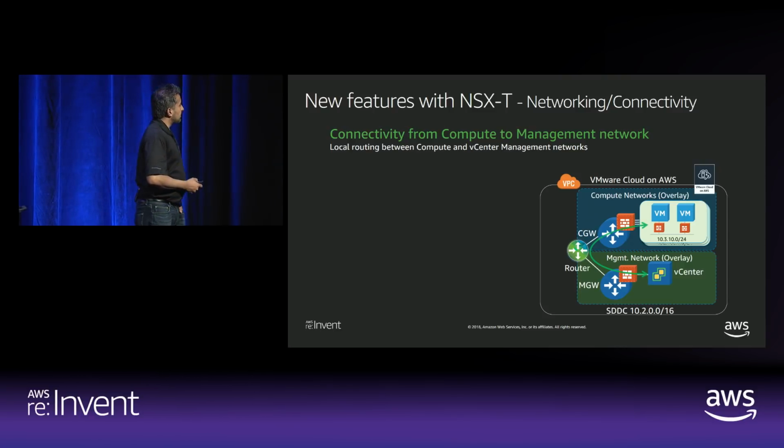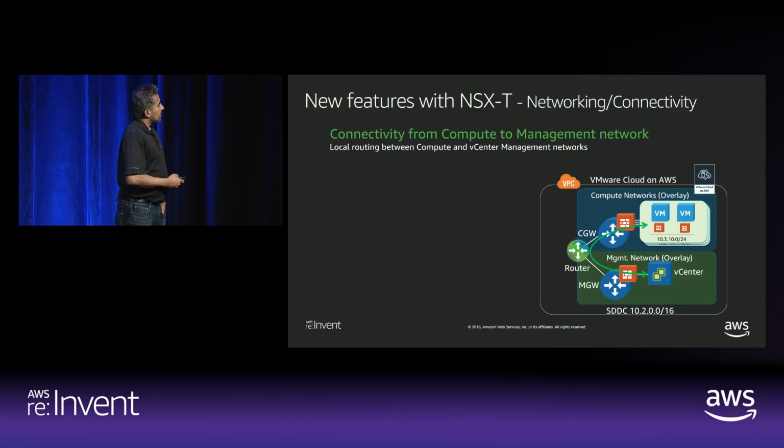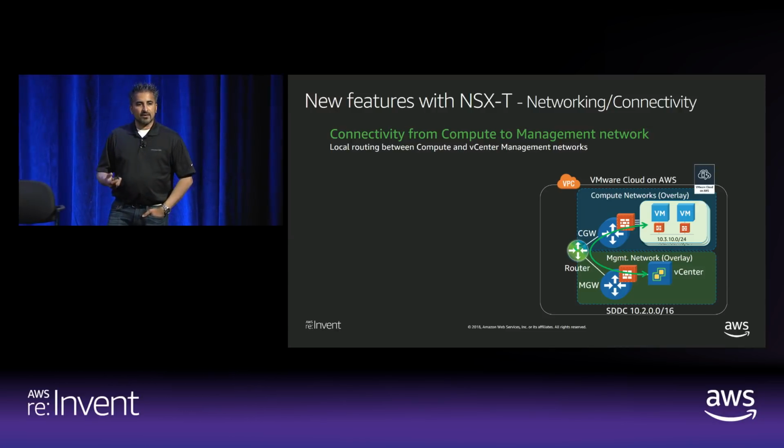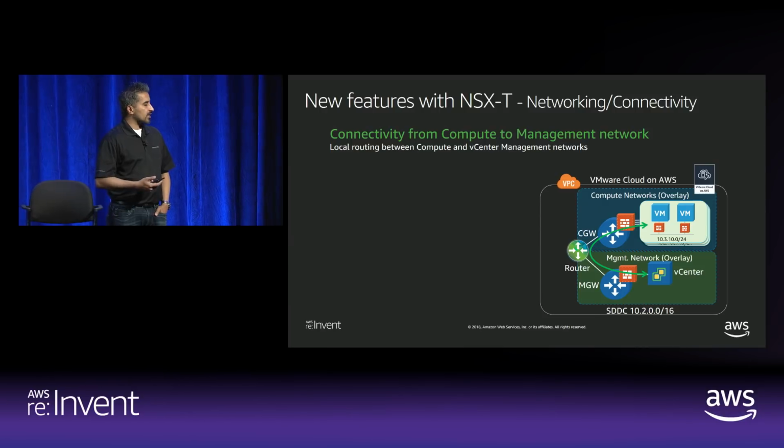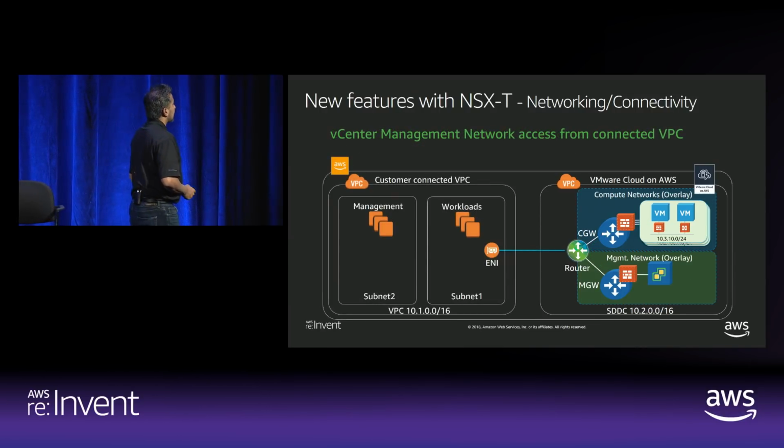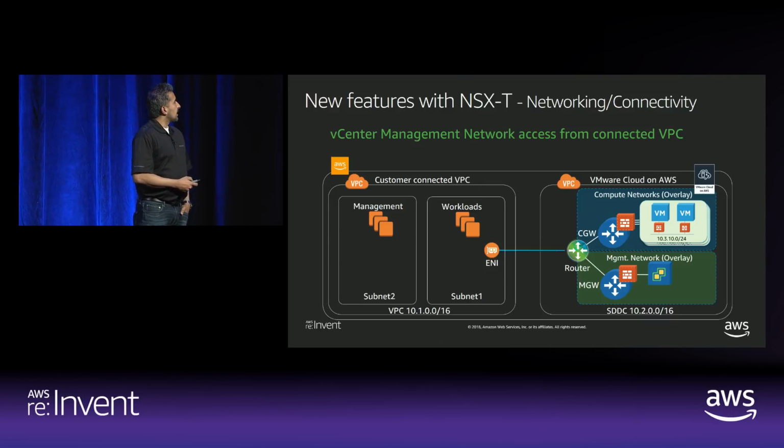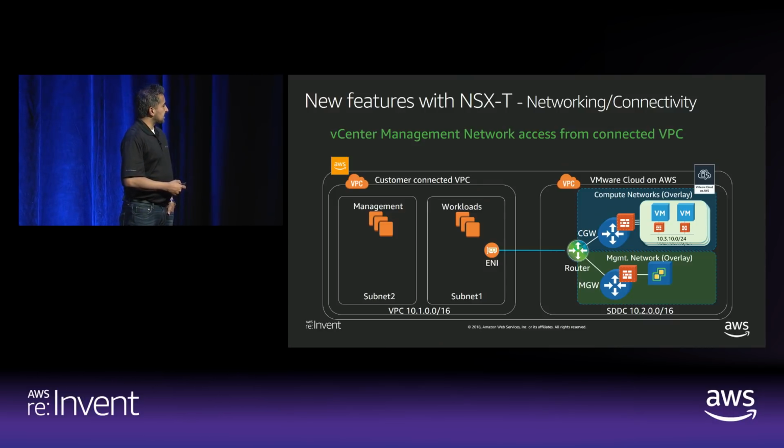As I mentioned earlier, we now support connectivity for workloads beyond CGW to the management appliances behind the MGW, right? We have that connectivity to the tier 0 router, so we can call vCenter APIs, or I might have some application that needs access to vCenter. This is now possible. Similarly here, vCenter management network is also accessible from connected VPC.